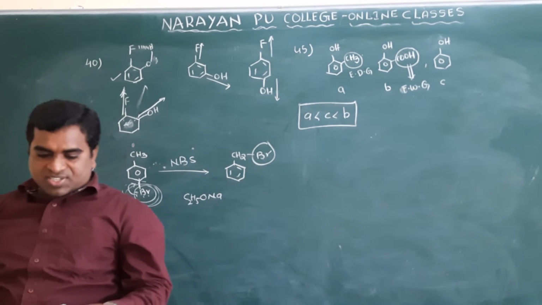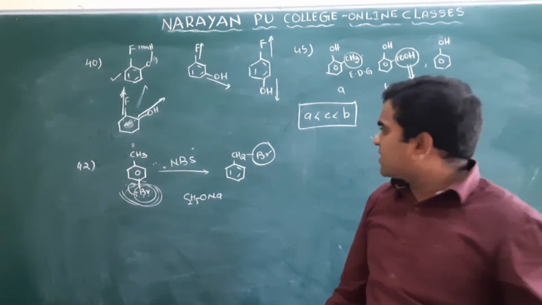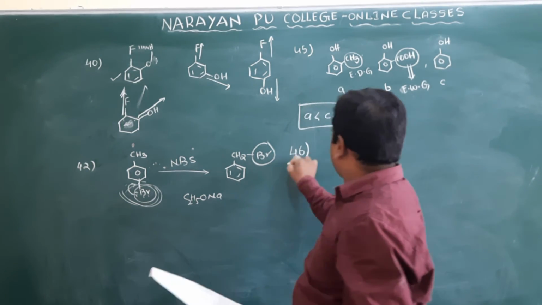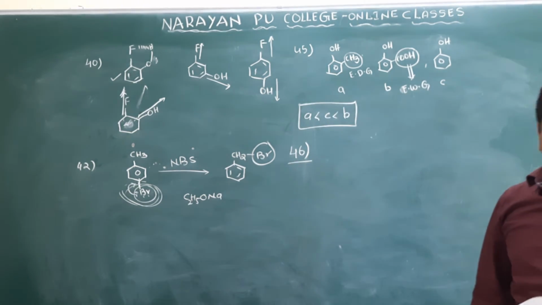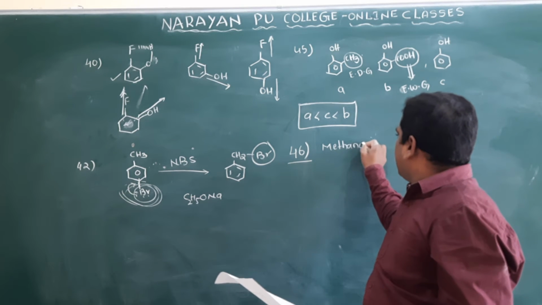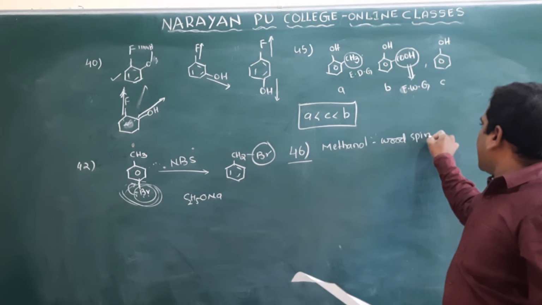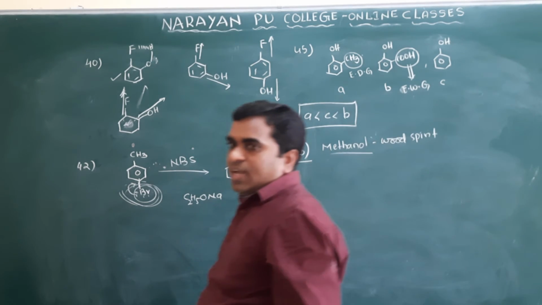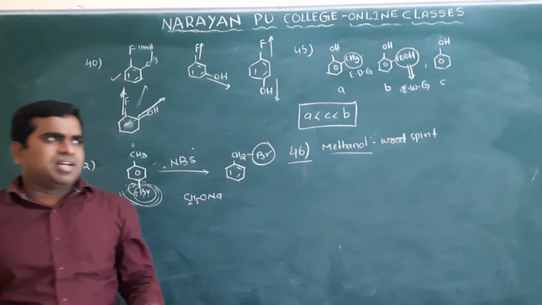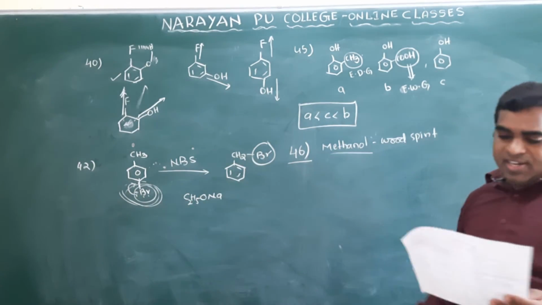A is having least acidic. Clear? Next one, 46. You have to match here. Column they are given. Methanol we will call as a wood spirit. Methanol can also be called a wood spirit because you will get methanol by the destructive distillation of the wood. So that's why we call it that.